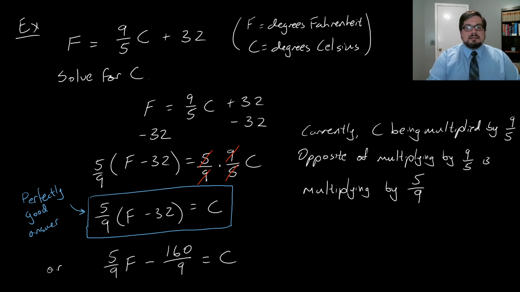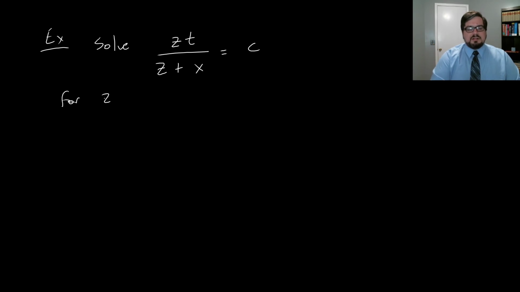All right, last example, and one that doesn't have any particular application or interpretation to it. Let's solve zt over z plus x equals c for z.